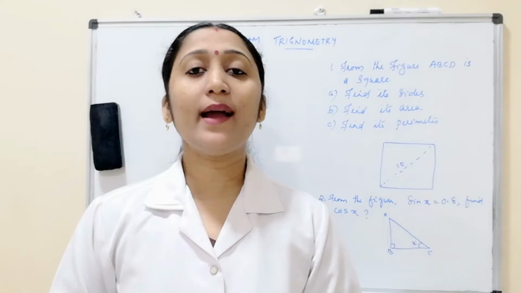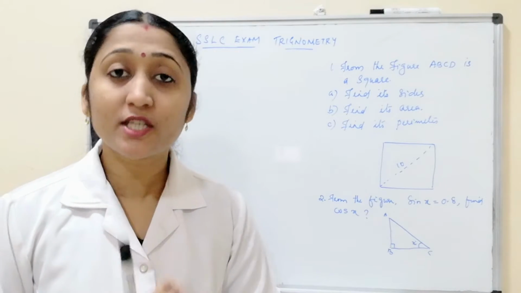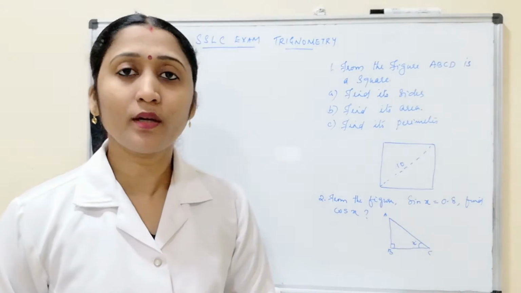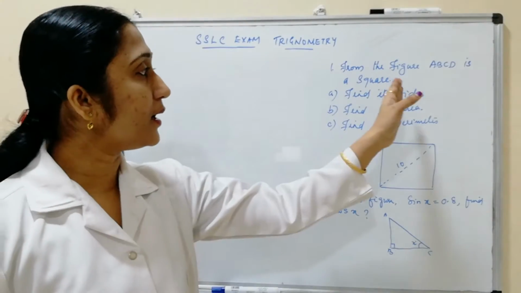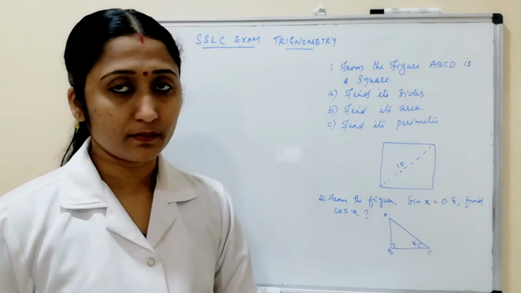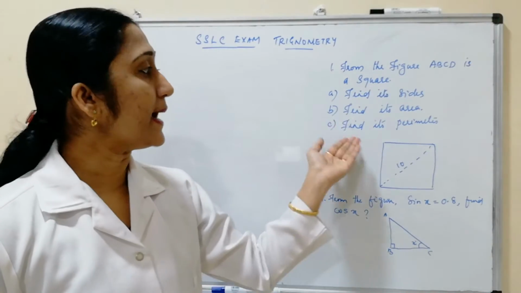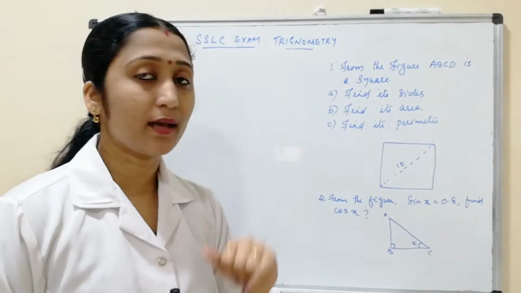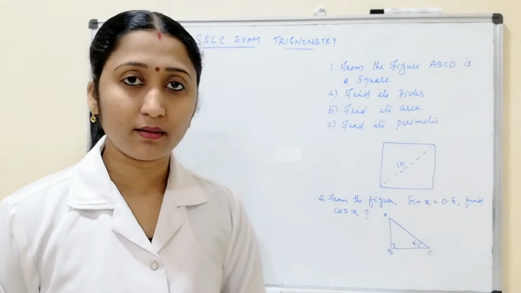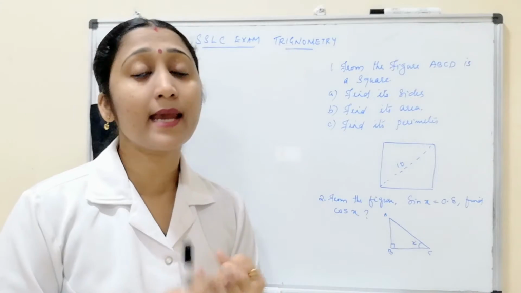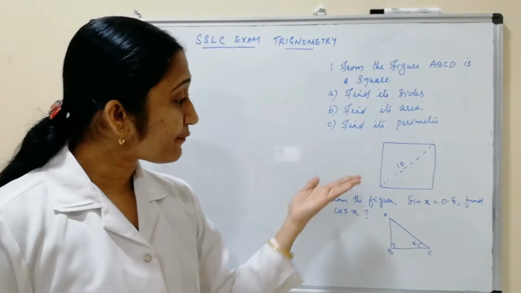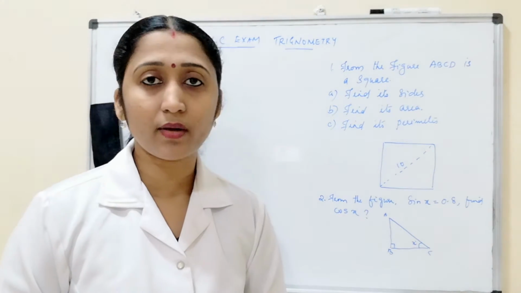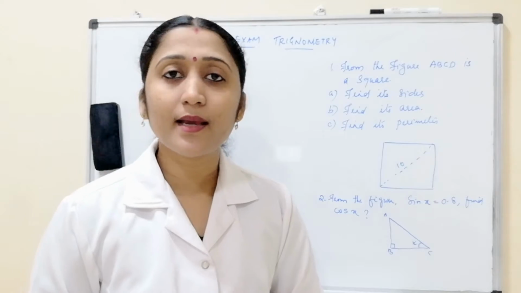Today in this video I included the chapter trigonometry. It is useful for the coming SSLC examination. Important questions. From the figure, ABCD is a square. Find its sides, its area, and its perimeter. Here one figure is given, a square, and the diagonal is given as 10. Here we have to find the sides, area and perimeter. The second one is from the figure, sin x is 0.8, find cos x. These are the two questions given. This is a variety question. Let us see how to find.